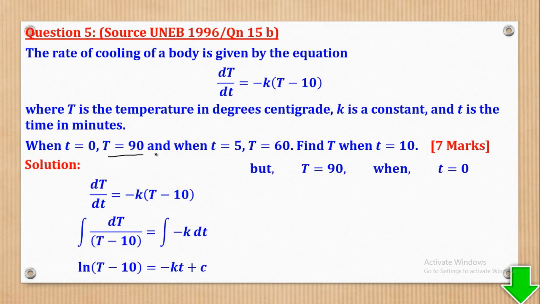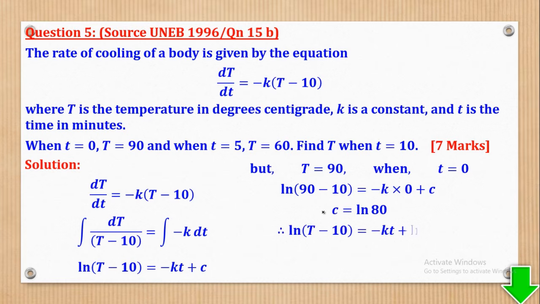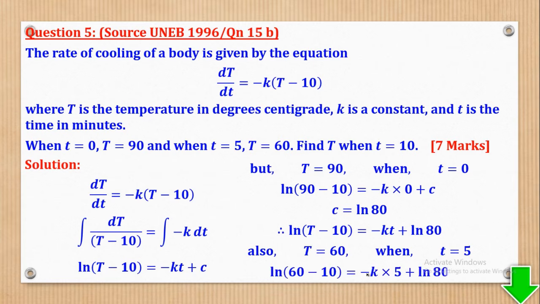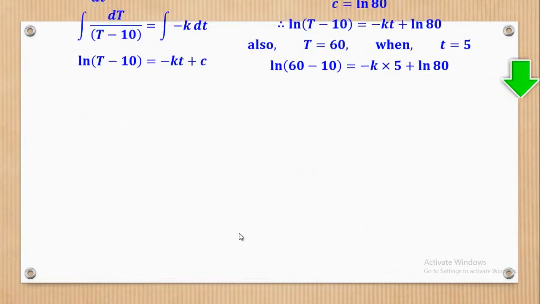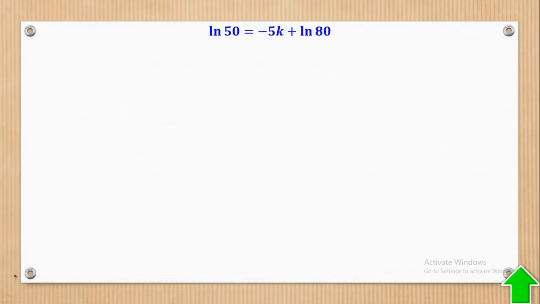But you already know that T is equal to 90 when t is equal to 0. So we shall come and substitute for temperature and for the time. And that gives us the value of c as ln 80. Therefore the equation becomes that. Also we know that temperature is equal to 60 when time is 5. Therefore we shall substitute, and when you substitute I shall be able to get the value of k. So when you simplify, you shall come up with that, and therefore k is equal to 1 over 5 ln 80 over 50.